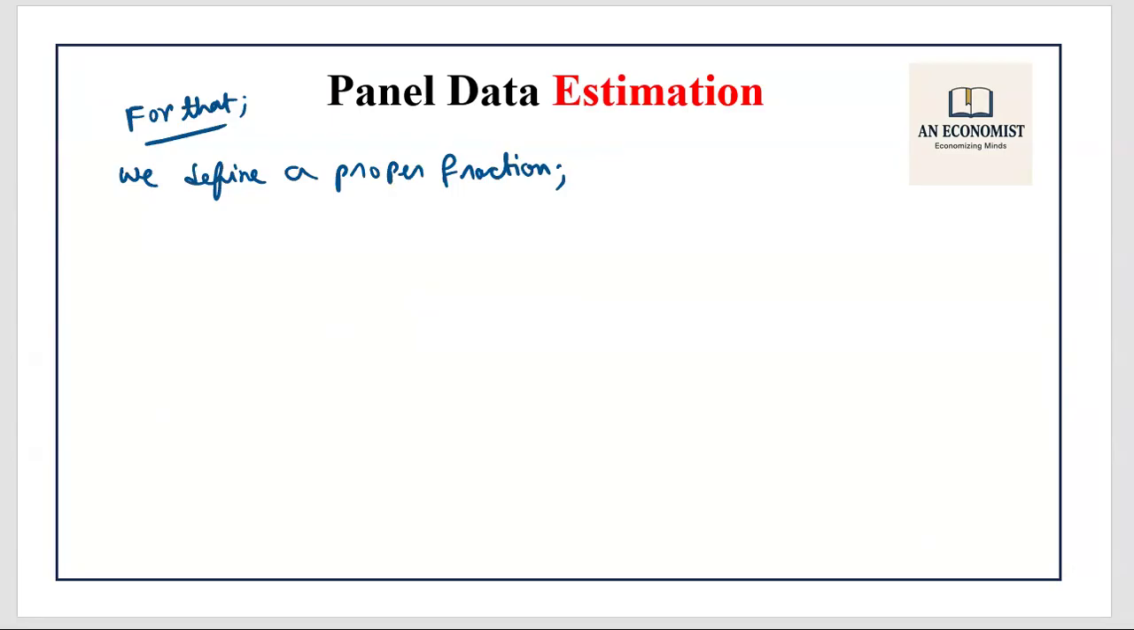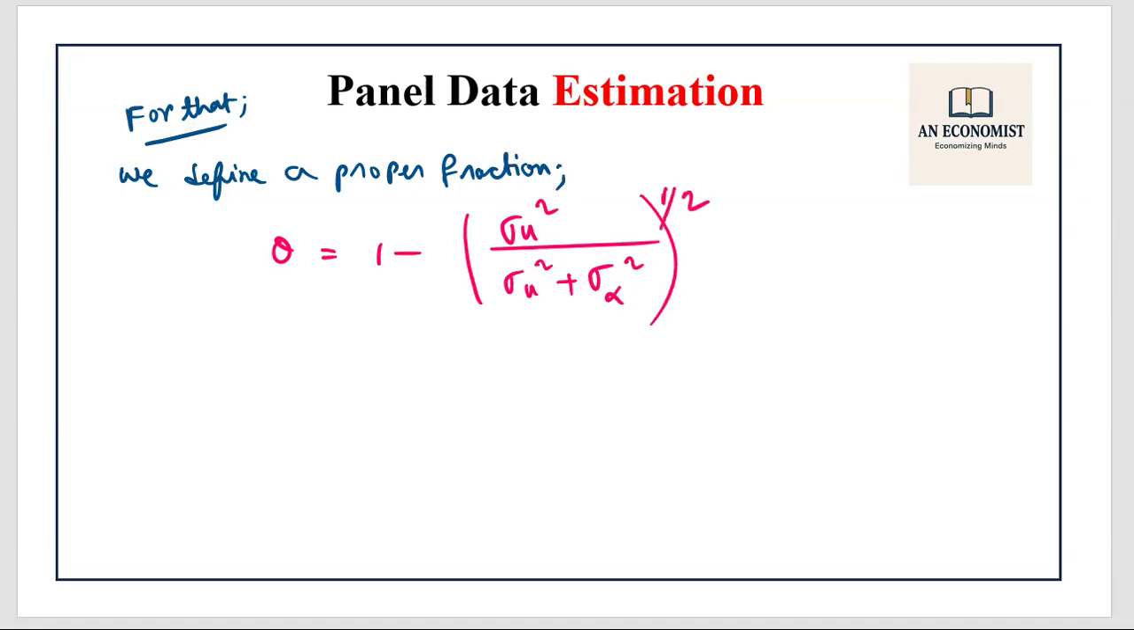Here, the method is a little different: we have to define a proper fraction. The fraction is like this, theta. Suppose theta is a fraction that we define, which looks like this: sigma_u squared upon sigma_u squared plus sigma_alpha squared. So sigma alpha is basically a constant.